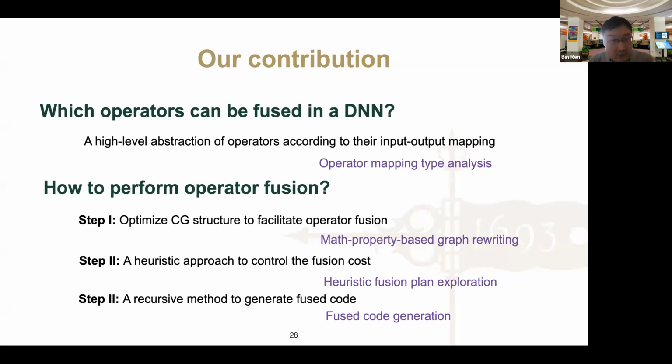After this, we answer the second question, how to perform the operator fusion. In this part, we have three techniques. One is called mathematical property-based graph rewriting. With this rewriting technique, we optimize the computational graph structures to facilitate operator fusion. In the second step, we design a heuristic fusion plan exploration technique to control the fusion cost. And in the last step, we generate the fused code by a recursive method.